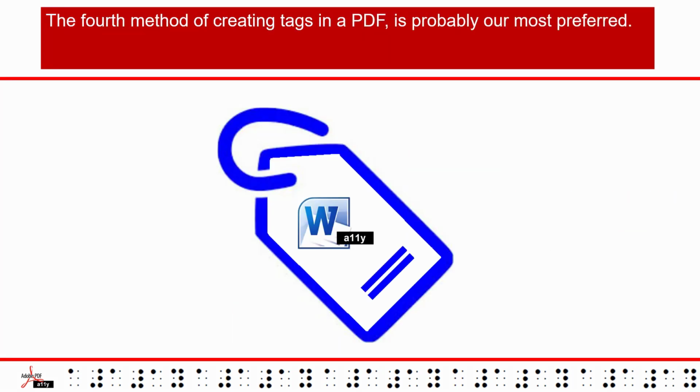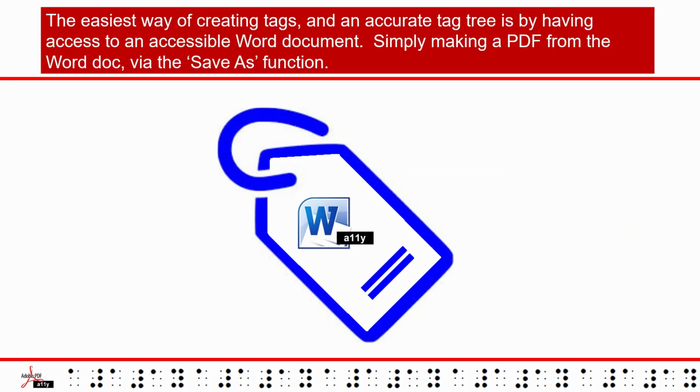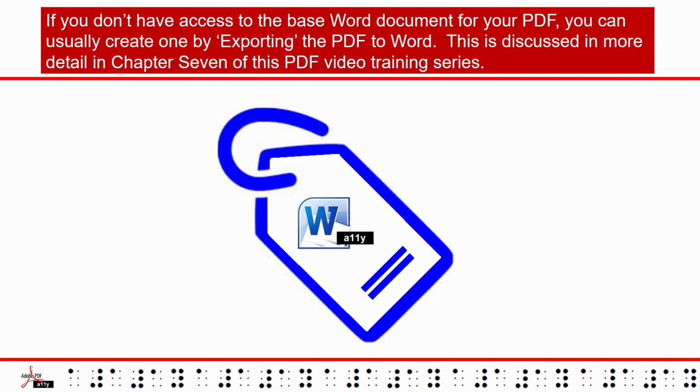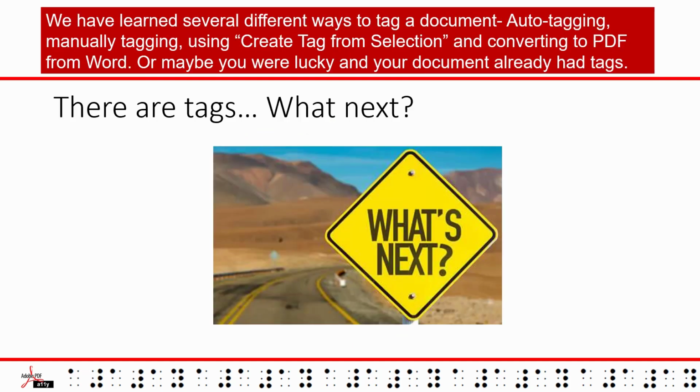The fourth way of creating tags in a PDF is probably our most preferred. The easiest way of creating tags in an accurate tag tree is by having access to an accessible Word document, simply making a PDF from the Word doc via the Save As function. If you don't have access to the base Word document for your PDF, you can usually create one by exporting the PDF to Word. This is discussed more in detail in Chapter 7 of this PDF training video.